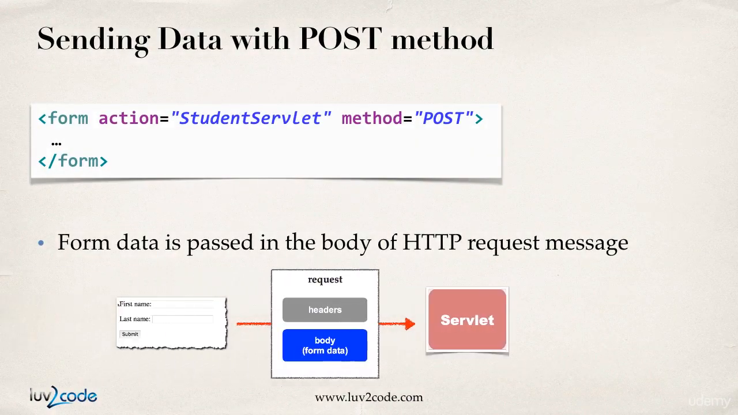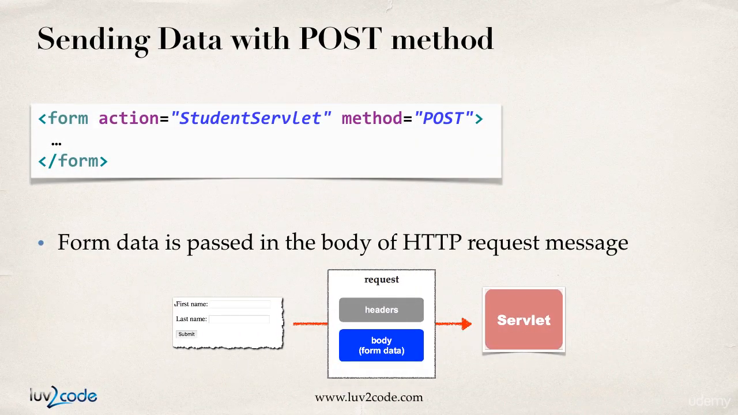Now, when sending form data using a post method, the form data is actually passed in the body of the HTTP request message. So the request message has a body section, and the name value pairs are included inside of the body of the post method. So you won't see it in the browser's URL.